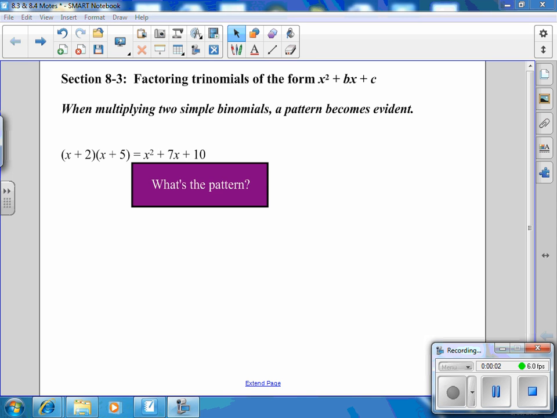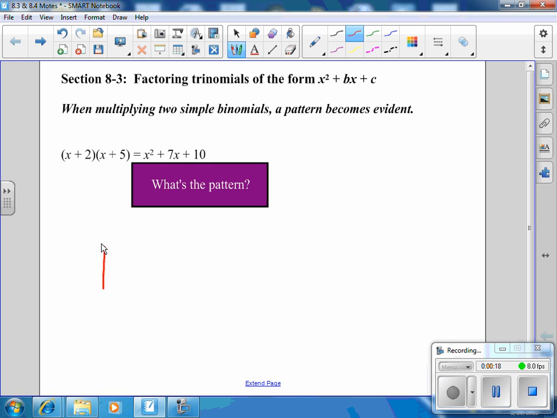Tonight's lesson is about factoring trinomials. The first section is trinomials that we've already done, so we're just going to notice the pattern again and then move on to 8.4.